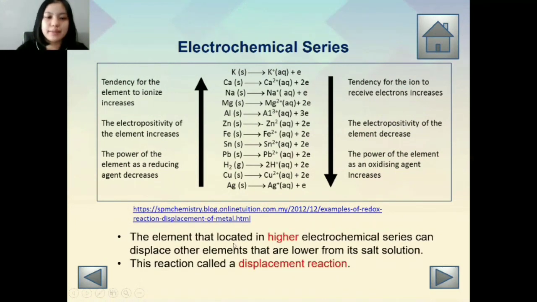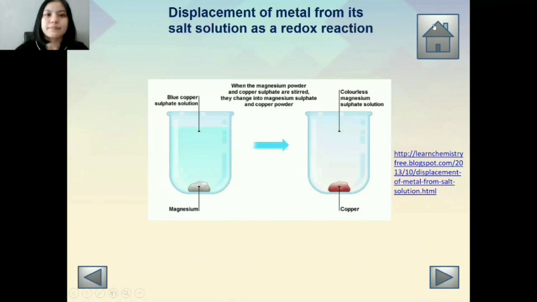The element that is located higher in the electrochemical series can displace other elements that are lower from their solutions. This reaction is called a displacement reaction. The displacement of a metal from its solution is a redox reaction. Okay, look at this example.